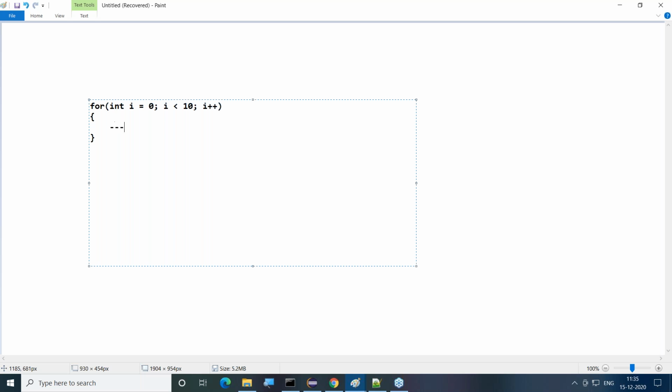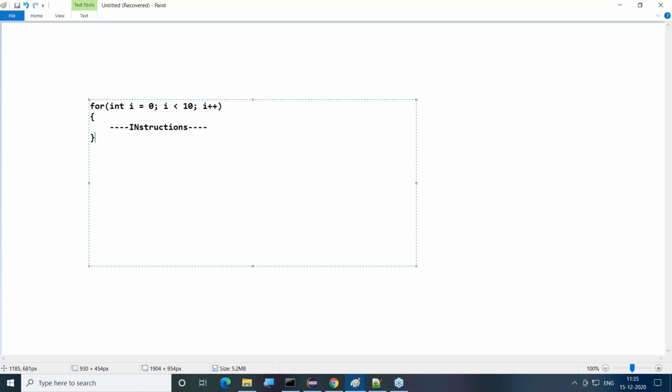Now inside this we have to provide a set of instructions. For the for loop, here we provided for, then inside this int i = 0, i < 10, then what next here? i++. Then inside this we have to provide a set of instructions. Okay, fine.